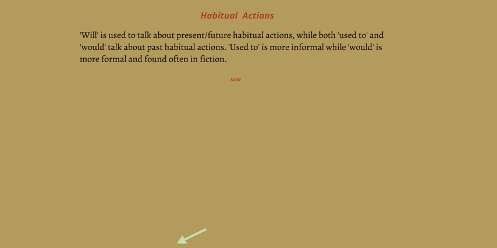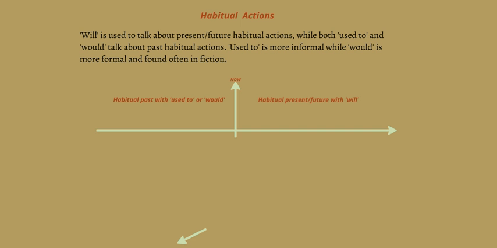Okay, now when we talk about habitual actions, we can often use some form of timeline. So we've seen timelines in the past. We can draw our timeline like we have in the past. If we want to represent habitual present and future, we can do that with will. And if we want to do habitual past, we can either use used to or would. Now, real easy timeline, you can show it. What's interesting here is we can also use used to. Used to is less formal than would.